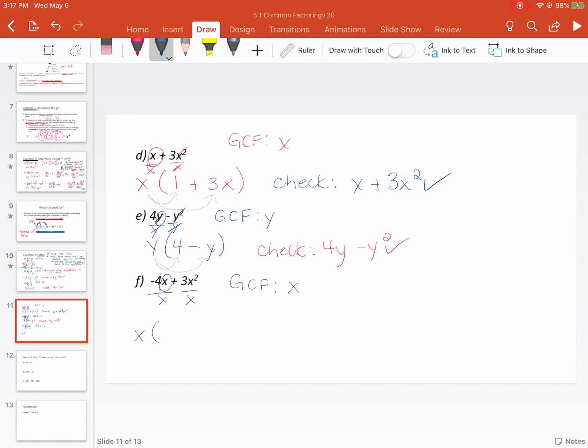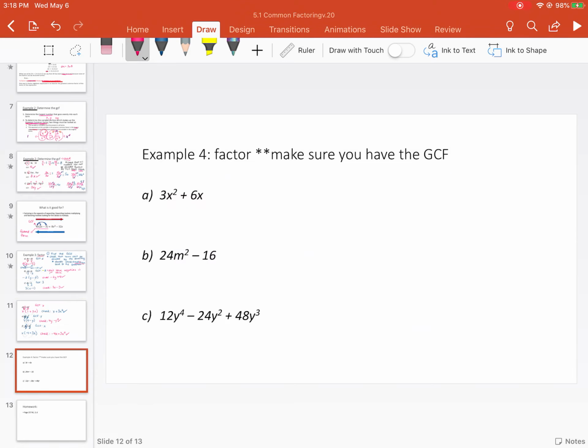So now our GCF, again, is just the variable x. So they cancel, you're left with negative 4. 3x squared divided by x, that one cancels, and you're left with 3x. And then you can check. X times negative 4 is negative 4x. 3x times x is 3x squared, and that is the question. Okay.